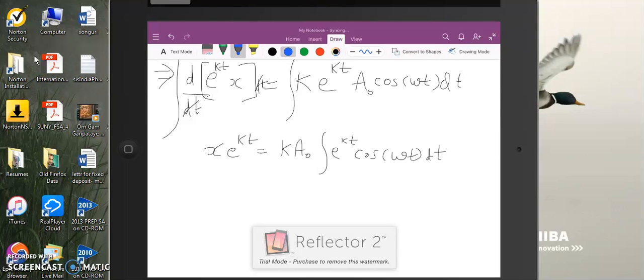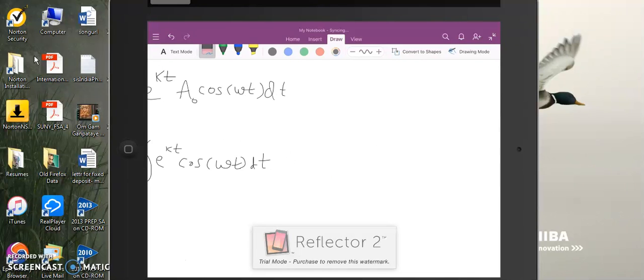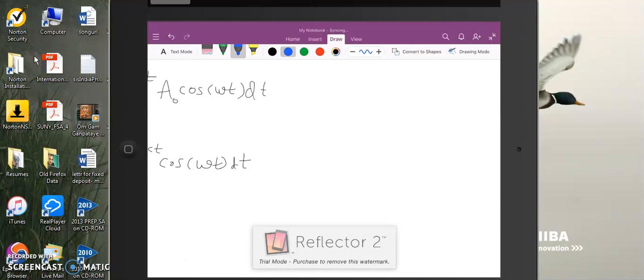It is not easy to find the integral of this term because we have to use integration by parts to find that. So I'm going to do that on the side over here. Let's put I equals integral of e to the kt cosine of omega t dt. Okay, that's easy to write.